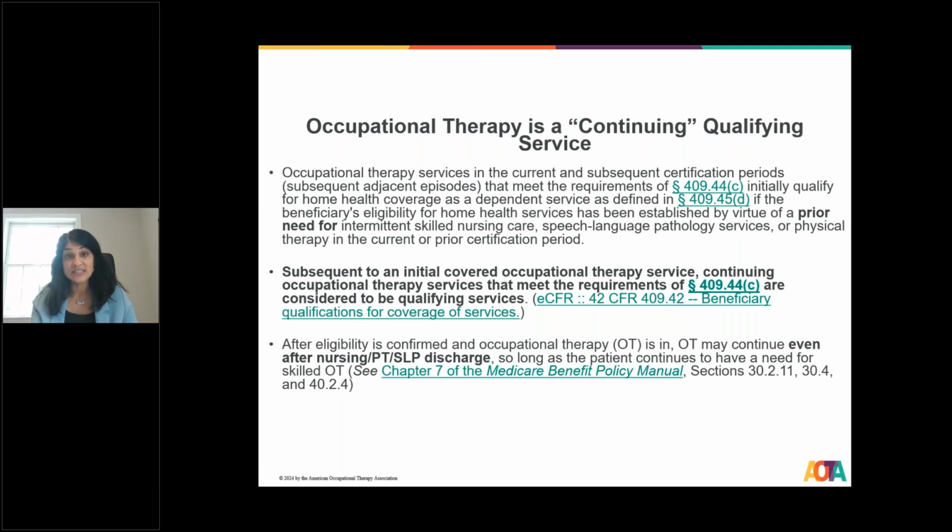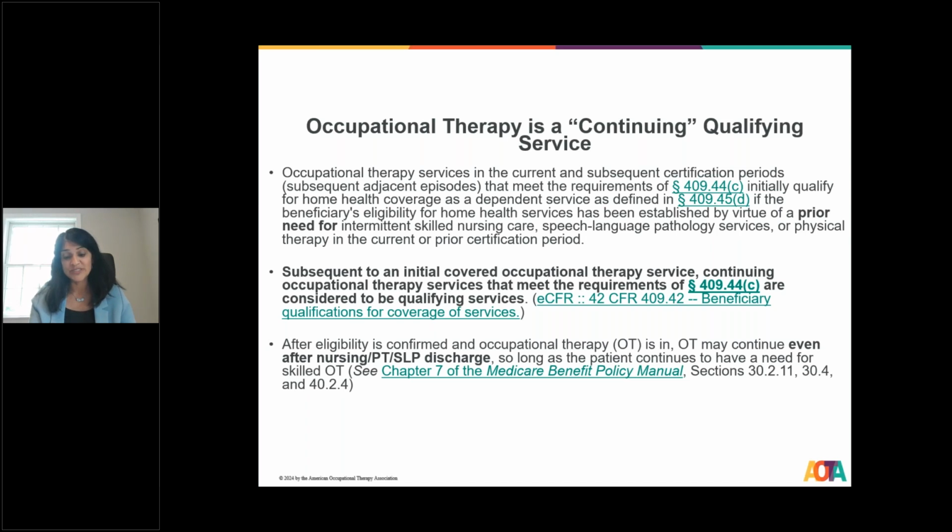And then OT can continue in the home, and this is a real point I want to make clear. OT may be continued even after nursing, physical therapy, and speech language pathology are discharged because of OT's status as a continuing qualifying service. AOTA gets many, many questions about this, so it is important to know, as it currently stands, that OT can continue in the home even if nursing, PT, and SLP are discharged.